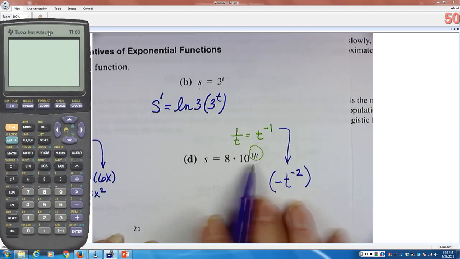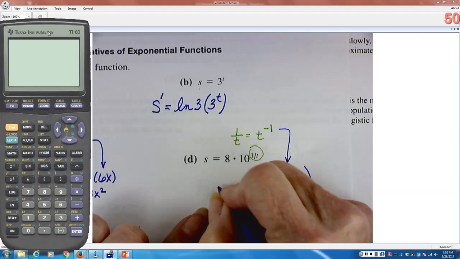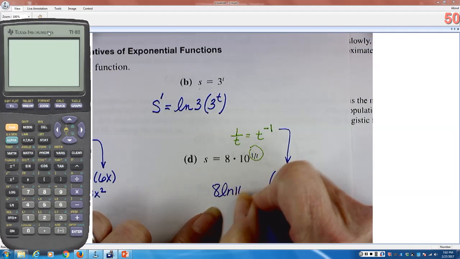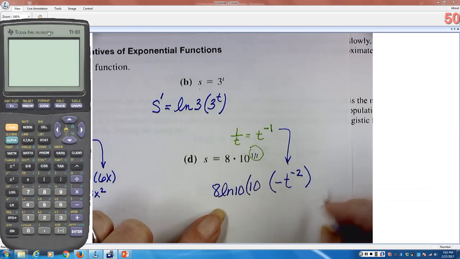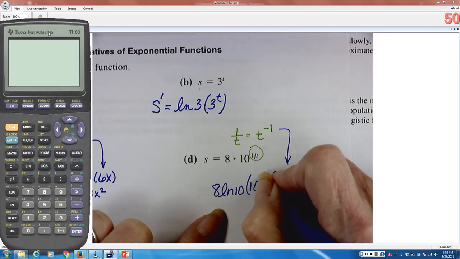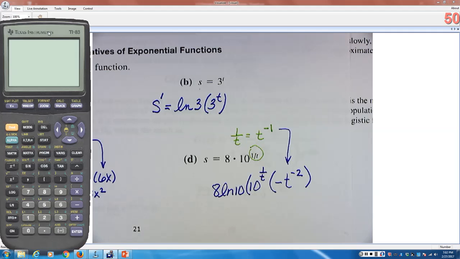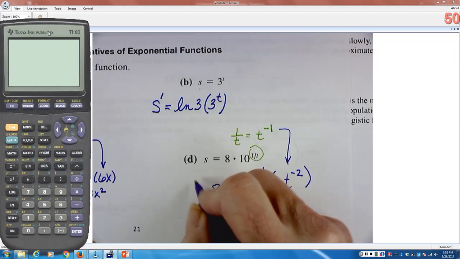But then the rest of this just pretty much follows along like it is, except you need the natural log of 10. So I have 8 ln 10 times 10, and you can either call that t to the negative 1 power or 1 over t, whichever one you want to. And that's s prime.